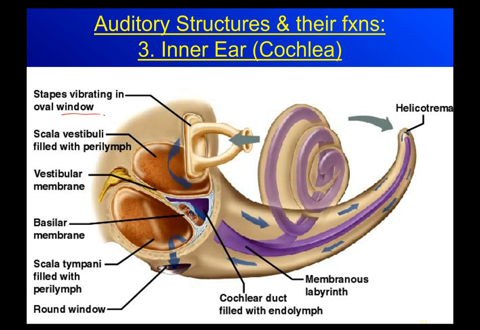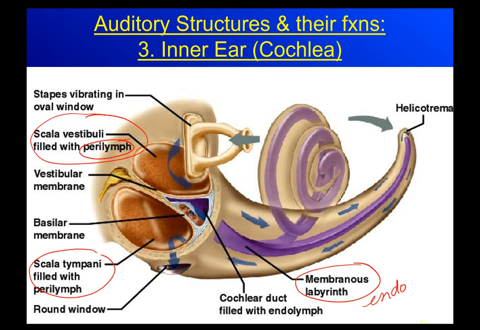Okay, so we were talking about the parts and pieces of this. You have the scala vestibuli and the scala tympani, which are the bony labyrinth. You've got the membranous labyrinth kind of between them. Both the scala vestibuli and the scala tympani have that liquid perilymph inside of them. The membranous labyrinth actually has the endolymph. Okay, so the end of this over here is called the helicotrema.